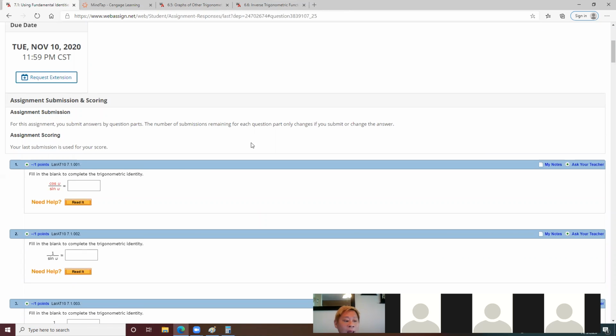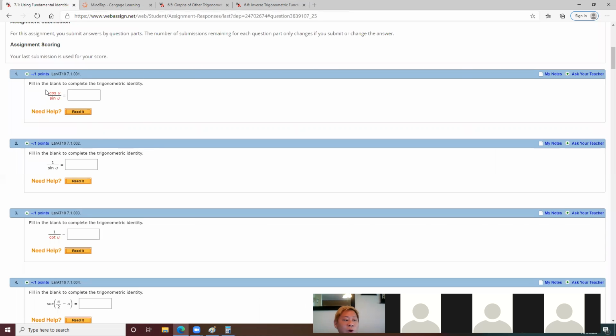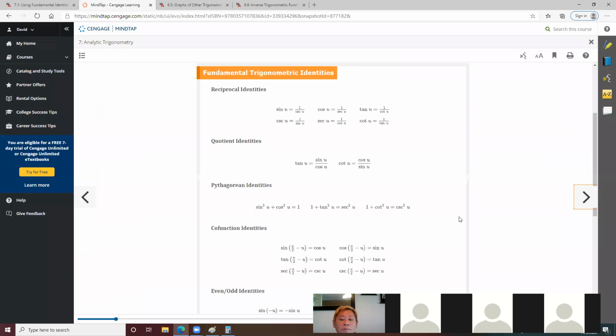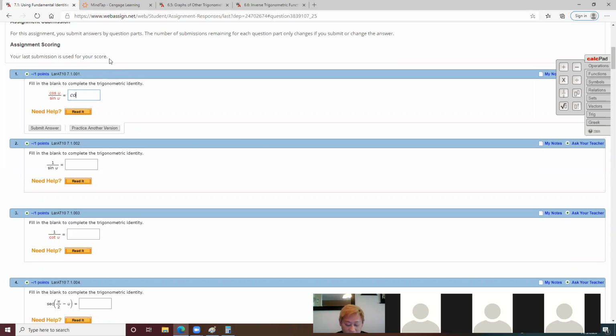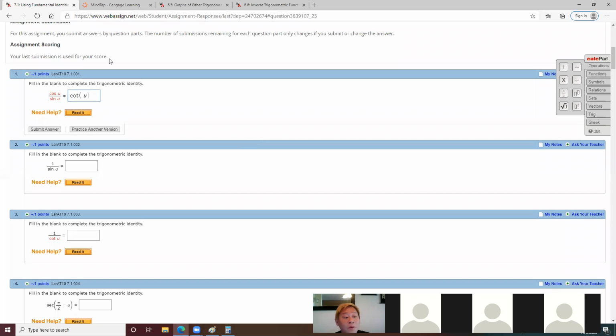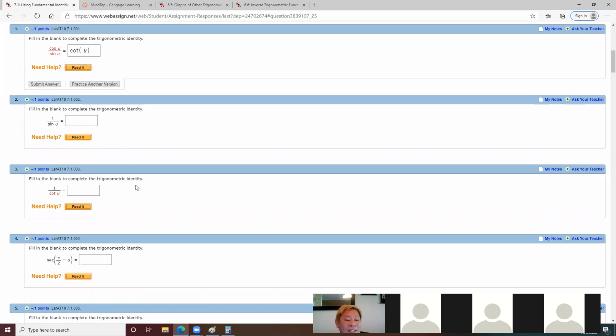The first few questions are very straightforward, like they use the identity here. So cos over sine is what? Anyone know cos over sine? What kind of identity is cos divided by sine? The quotient identity. And what's cos over sine? Cotangent. So if you just put cotangent, they will mark you wrong. So it's cotangent u.